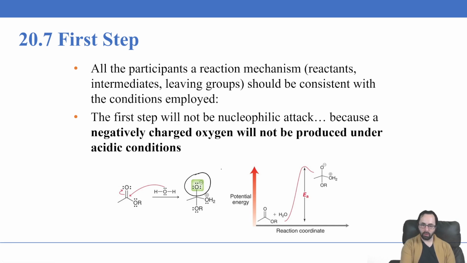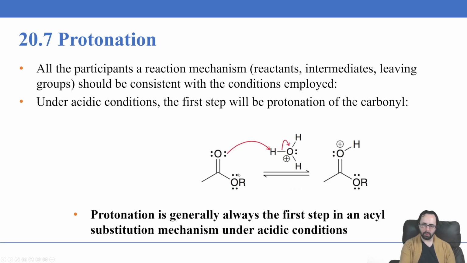In addition, if we have acid available, this acid is just going to protonate this alkoxide ion and end the reaction immediately. So we're not going to have an immediate attack of the nucleophile under acidic conditions. Instead, what will happen is we'll begin with the protonation. So we'll have a protonation of the carbonyl, and we saw this in the aldehydes and ketones chapter 2.